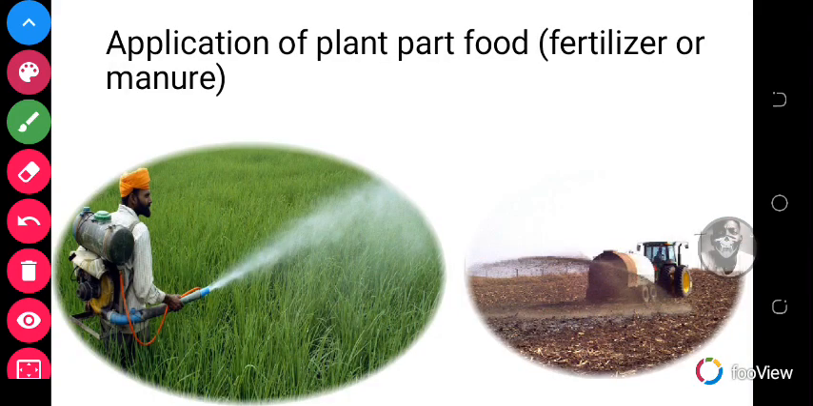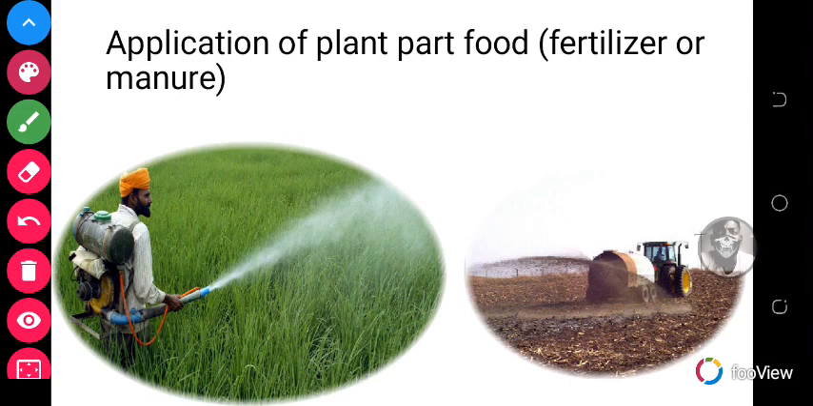Application of plant food or fertilizer. So soils which are being used for cultivating crops gradually lose the nutrients in them. The nutrients lost have to be replaced through application of chemical fertilizer or organic manure, depending on the type of crops being cultivated. Also, as crops grow, the nutrients in the soil may not be enough to support them.